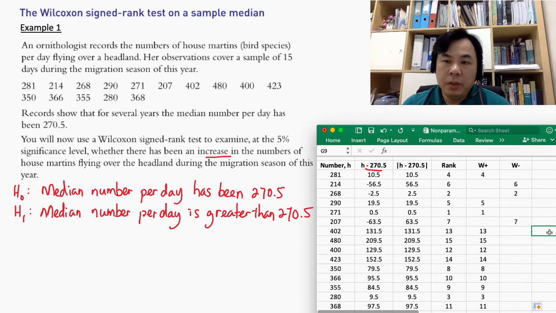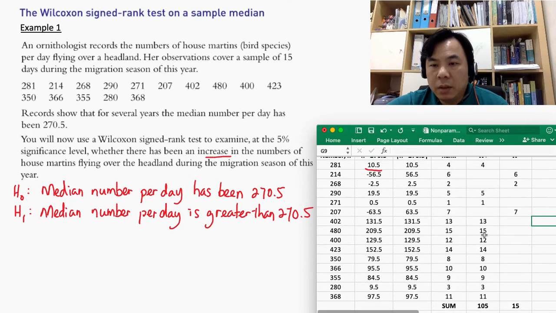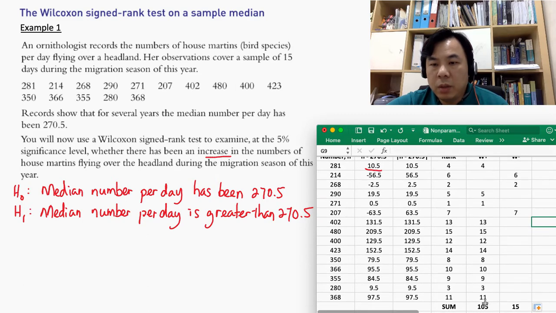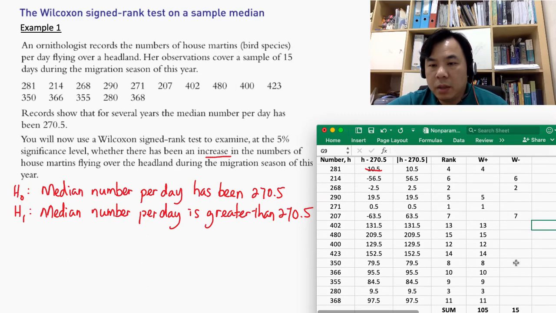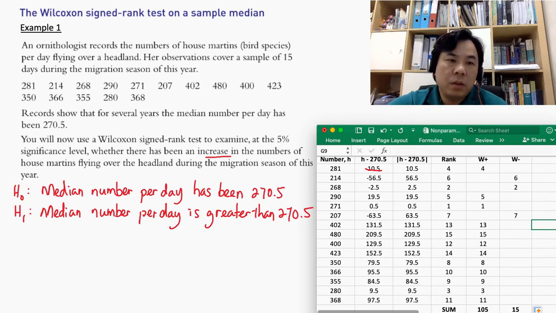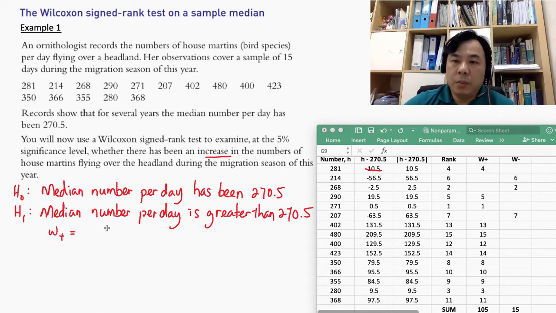All right. Now after that, of course, you are going to sum up all the positive ranking. In this case, the positive ranking gives us 105, whereby the negative ranking is 15. So here I'm going to write that down. The result that we have obtained is W plus, the sum of the positive ranking, is 105, whereby the negative ranking is 15. All right, now don't forget the next step is to check whether we got the ranking correct.